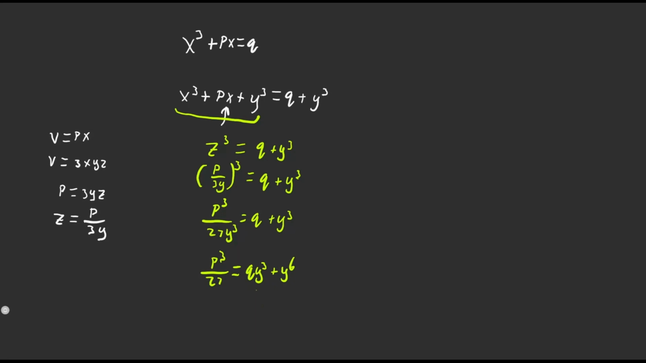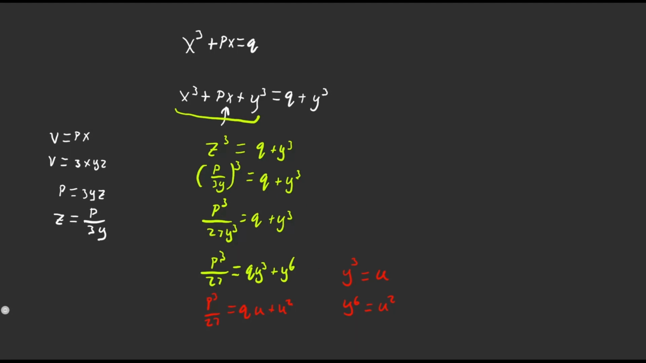And we could express this as a quadratic now by setting y cubed is equal to u and y to the power of 6 is equal to u squared. So we'll go ahead and just substitute y cubed and y to the power of 6 with u. We will get p cubed over 27 is equal to q u plus u squared, where we can go ahead and solve using the quadratic formula.